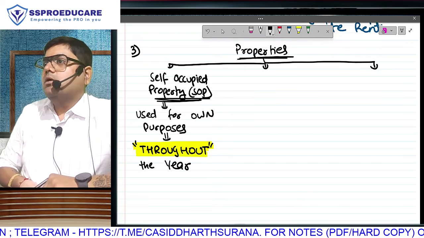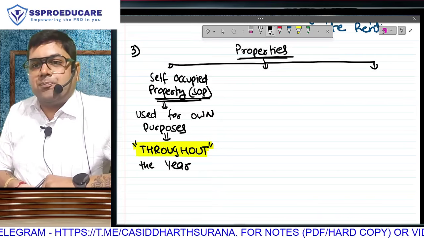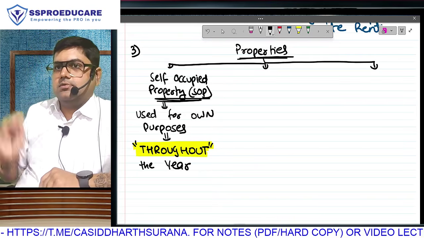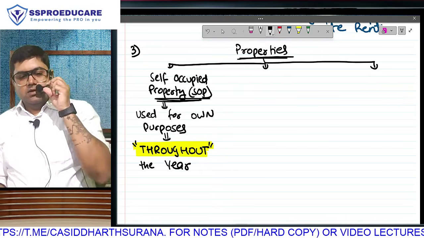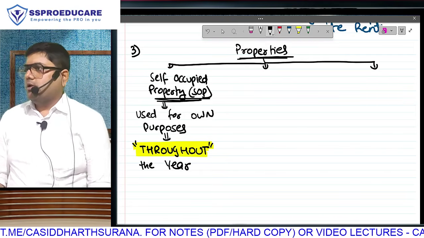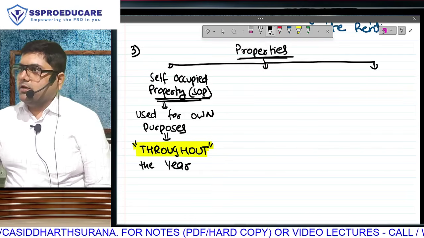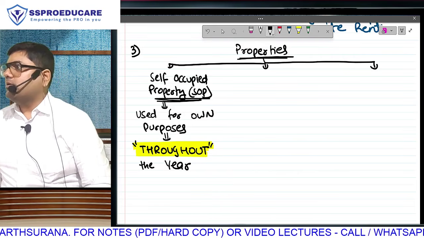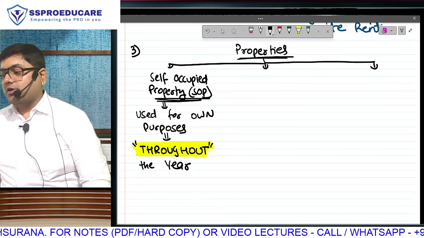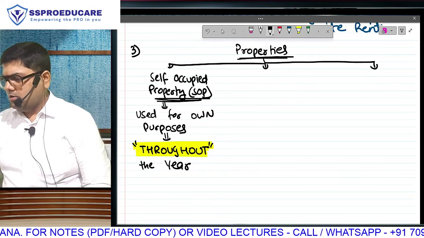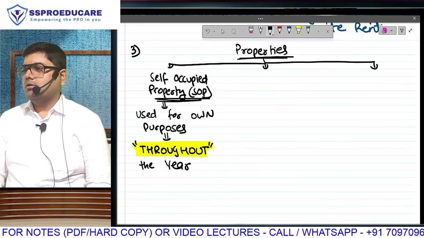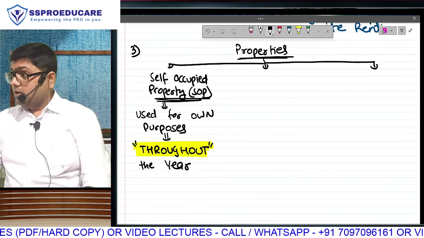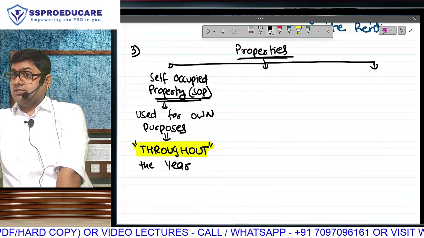Throughout the year, meaning the full year the property was occupied by yourself. Now think about it. You have your own house in which you are living. Full year you are staying in that house, not giving it on rent to anybody. So what is your actual rent? Zero. The house in which you are living, is your actual rent zero?